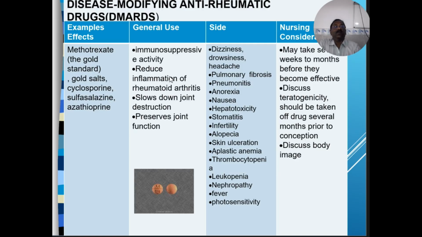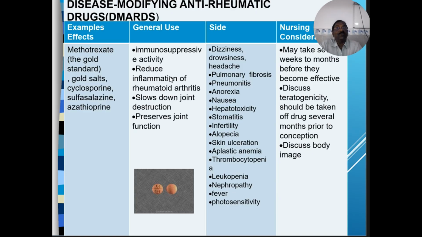Dizziness, drowsiness, headache, pulmonary fibrosis, methotrexate lung, pneumonitis, anorexia, nausea, hepatotoxicity. So be careful in chronic alcoholics and people who are Hep B positive and Hep C positive, and known cirrhotics, etc. Stomatitis. Infertility is very common. It is more with sulfasalazine therapy.